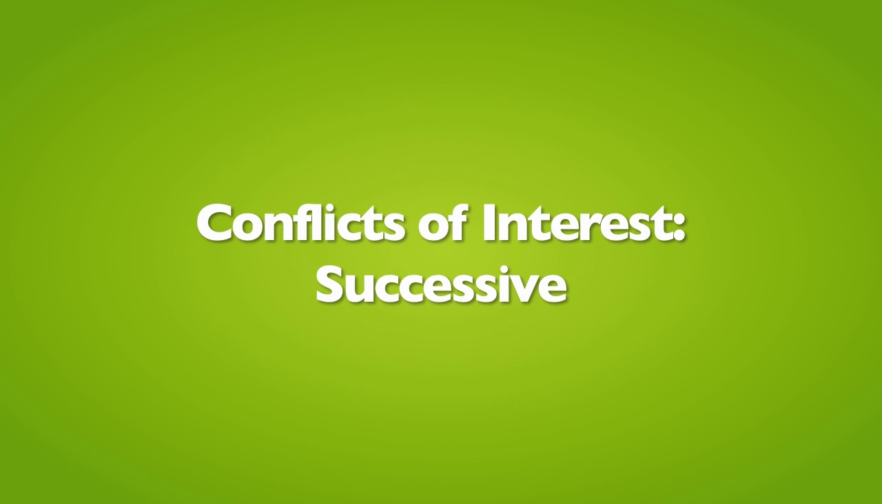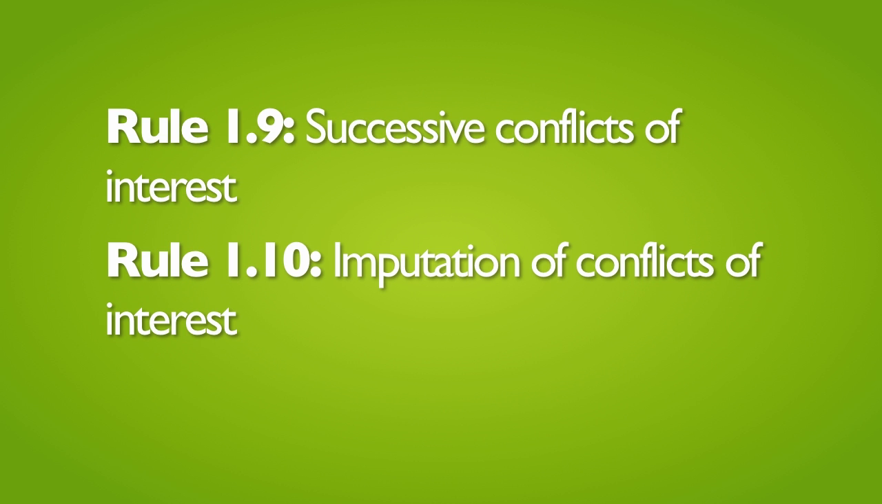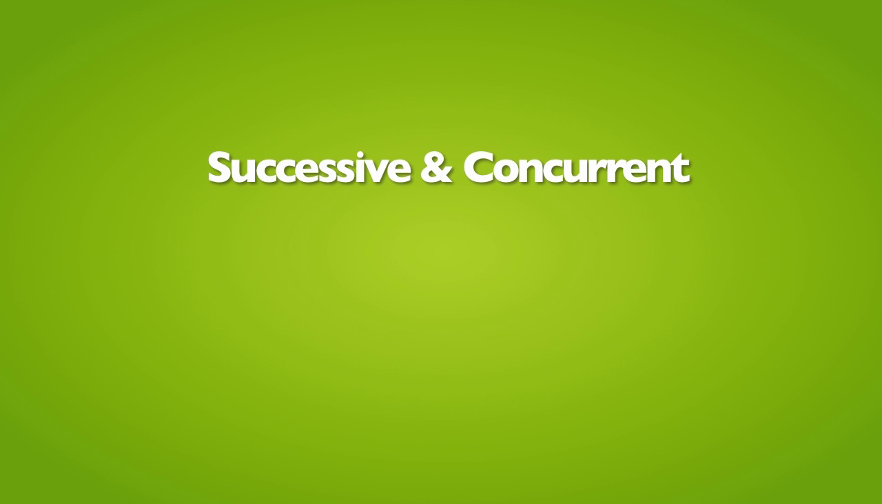Successive conflicts of interest, Part 1. Successive conflicts of interest are governed by Rules 1.9. Rule 1.10 deals with the imputation of these conflicts of interest. Successive conflicts of interest have similarities to concurrent conflicts and differences.